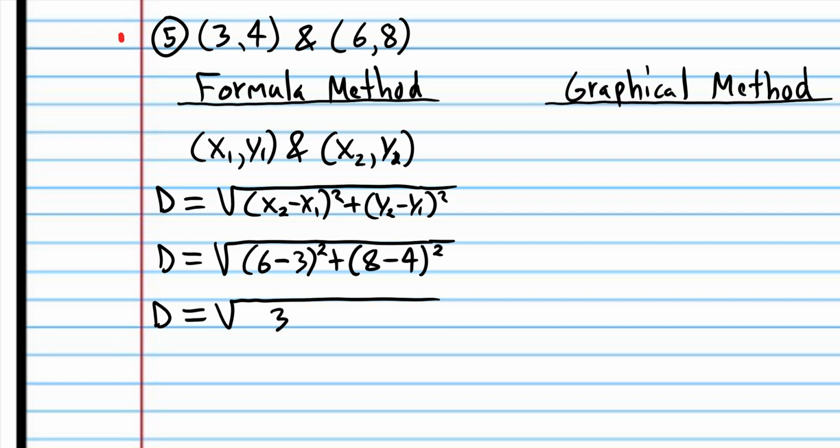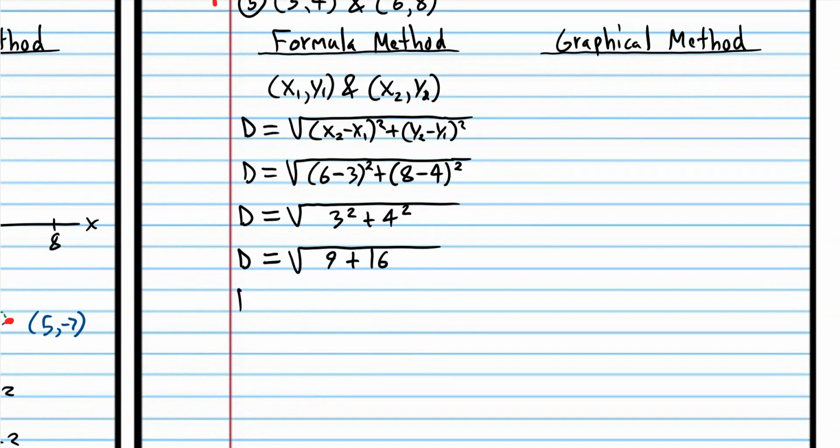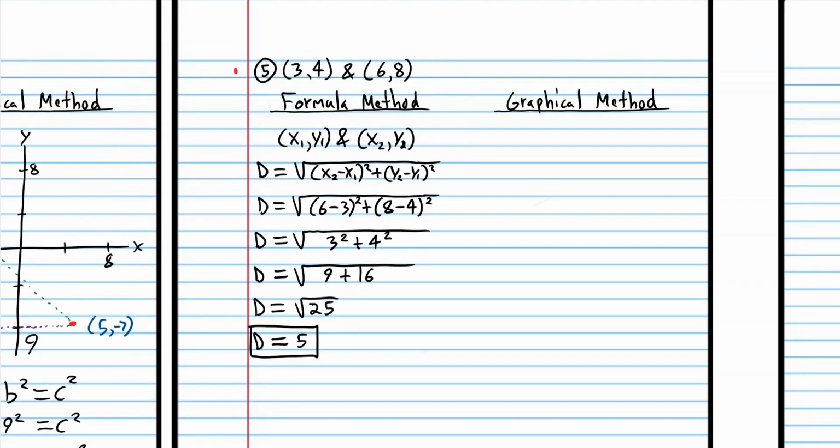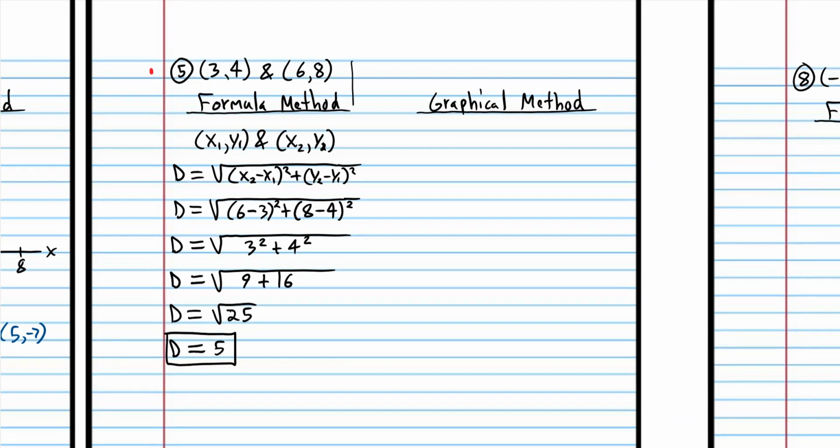6 minus 3 is 3, 8 minus 4 is 4, 3 squared is 9, 4 squared is 16. And add those up, and we get root 25. Now, what number times itself is equal to 25? Well, that's just 5. So the answer is 5. So if you got that answer, good job.